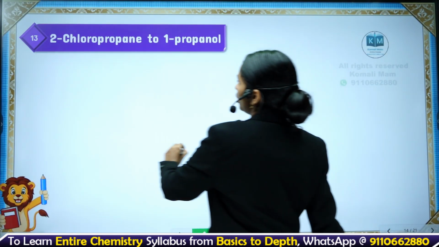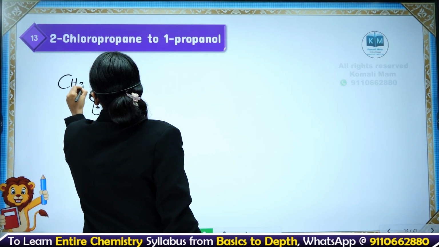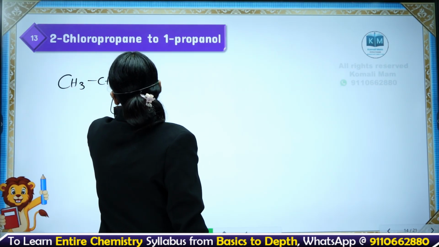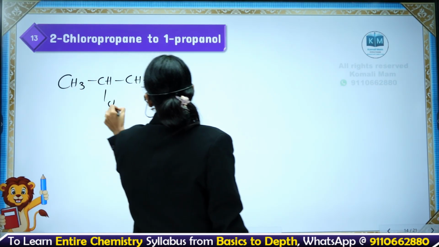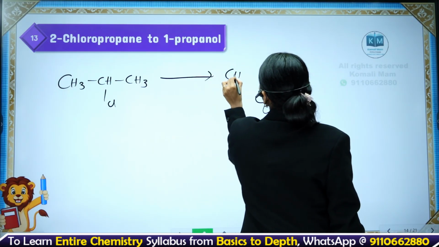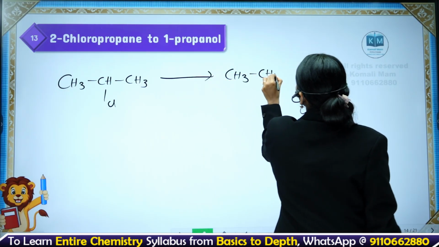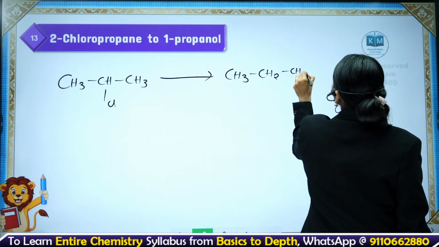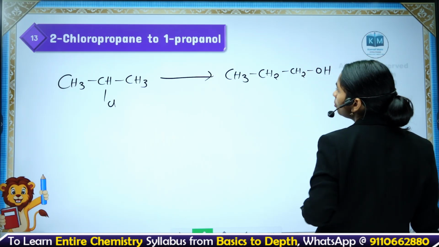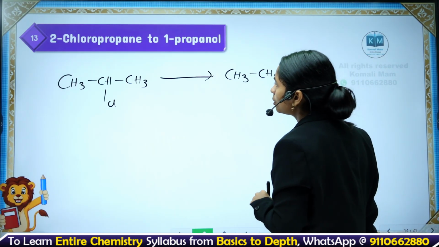2-chloropropane to 1-propanol. What do you mean by 2-chloropropane? This is 2-chloropropane. From here, you want to get propan-1-ol. So how is it possible?